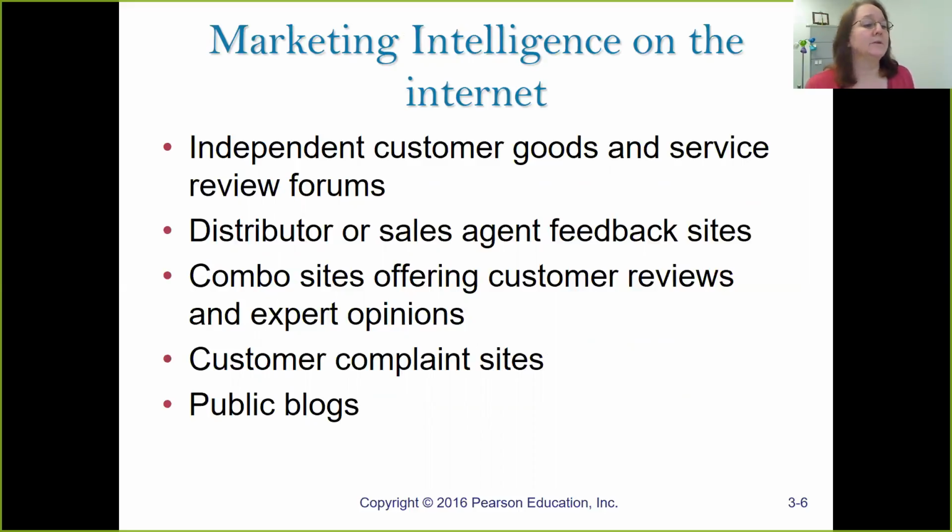Okay. So marketing intelligence on the internet, companies can use lots of sources to monitor their own customers, their products, their services, their brands.